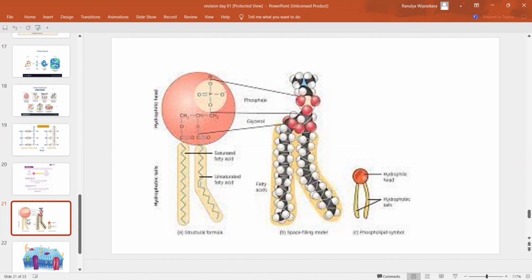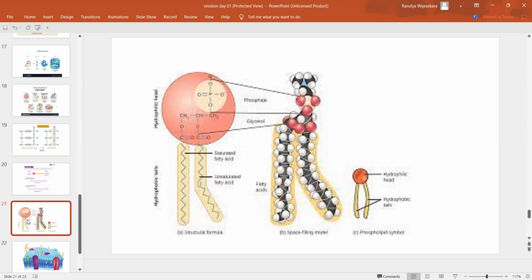Okay? So this is called amphipathic. Phospholipids are called amphipathic molecules.